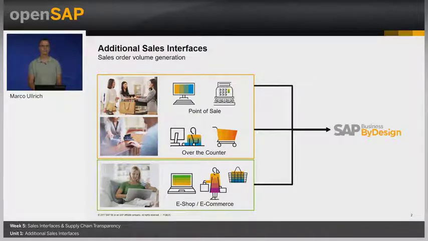For an on-site shop, in general, you can use a point of sales interface and/or the over-the-counter work center. For a web shop, an e-commerce interface can be used to integrate an individual or standard web shop environment, for instance built with SAP Hybris. All of these options hand over sales and service volume to SAP Business ByDesign for further processing.